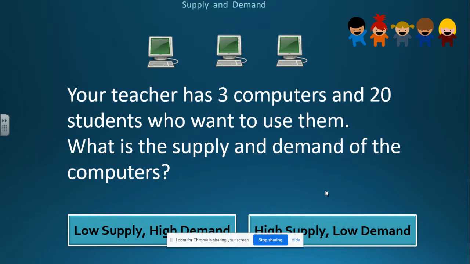So for the first one, this has definitely happened to us before. The teacher has 3 computers and 20 students who want to use them. What is the supply and demand of the computers? Well, in this situation, we only have 3 computers to share, but 20 people want to use them. So we don't have enough computers. We have a low supply of computers, but a high demand of students who want to use them. So this is low supply, high demand.